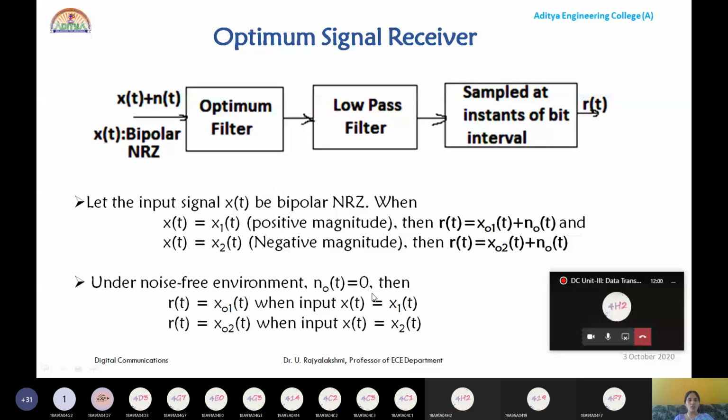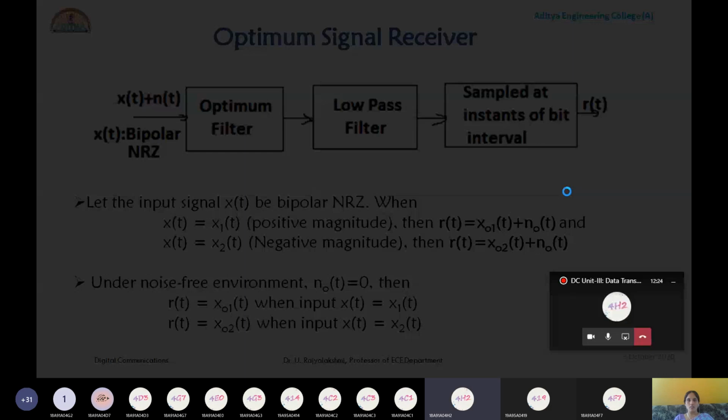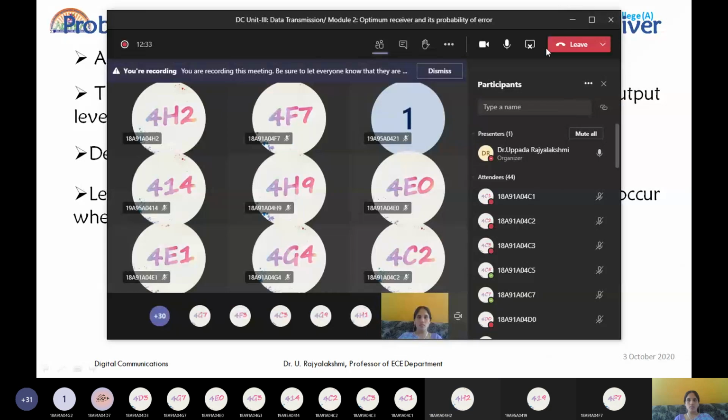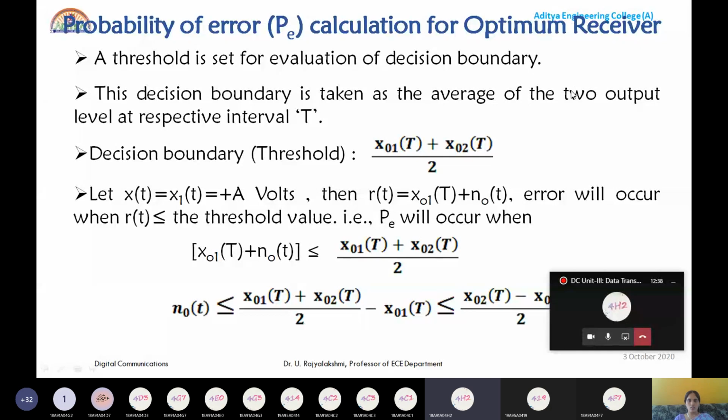So whenever N0 of t is 0, like whenever there is no noise at all, then we can directly attain the output signal due to the corresponding input. The corresponding input may be of positive magnitude or negative magnitude. Can you tell me what is the expression we obtained for probability of error for the optimum receiver? One by 2 ERFC of X01 of t minus X02 of t by 2 root 2 sigma. Okay, very good.